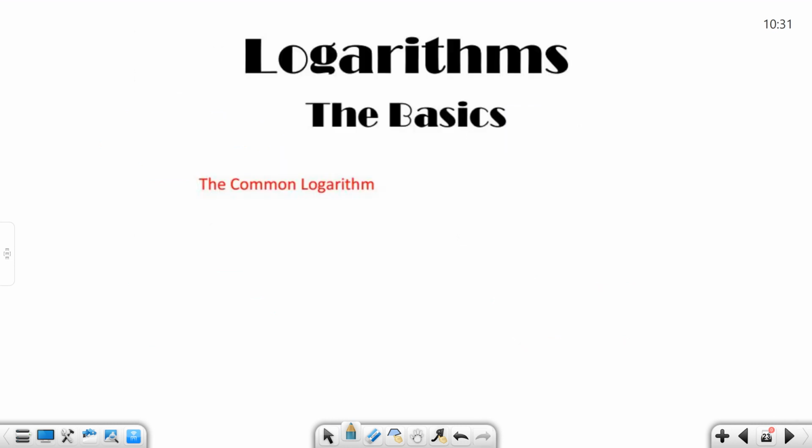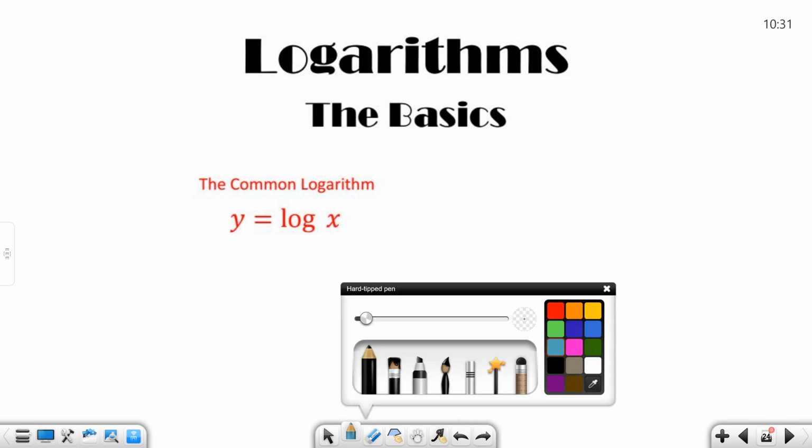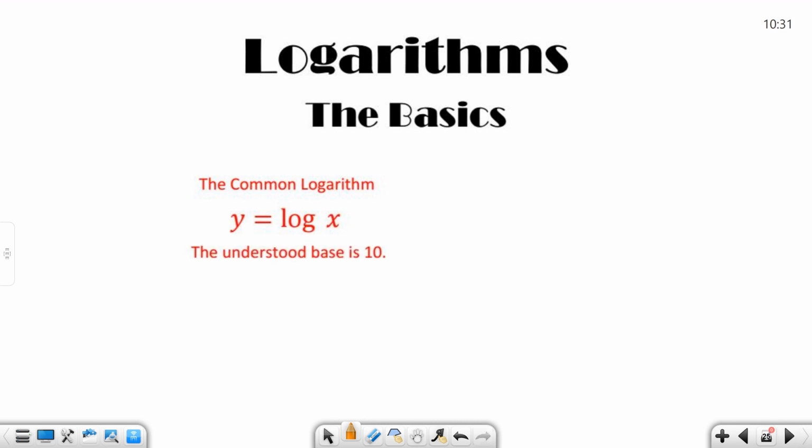So logarithms, the basics. Let's talk about the common logarithm. The common logarithm is y equals log x. Now notice what's missing here. There is no base written there. That's because the base is understood to be 10. In math, almost everything is understood to be 1, and then all of a sudden you get square roots and there's an understood 2, right? That index on a square root is understood to be 2. We're not talking about roots here, but that's an understood 2. And now we have an understood 10 with logarithms. You have to keep a note in your phone about all these different understoods in math.